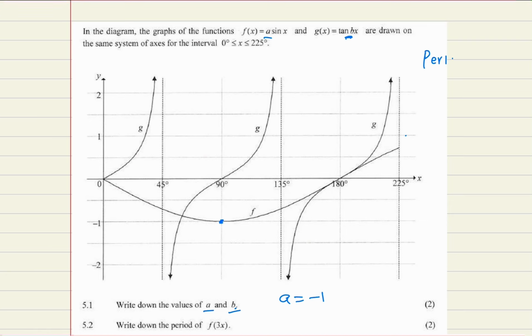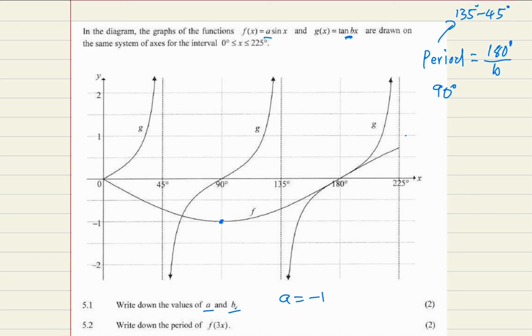Period is equal to 180 degrees divided by B, okay? Then we know that our period here, we are going to say what? 135 minus 45. Then we have 90. So here we have 90. How did you find 90? We said 135 minus 45.